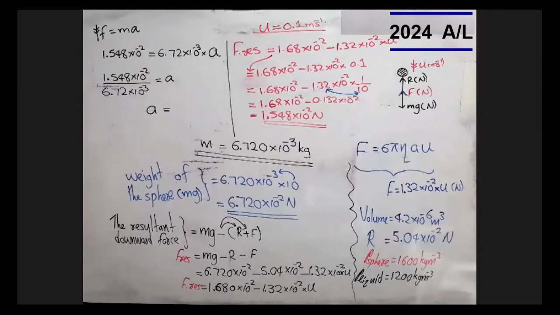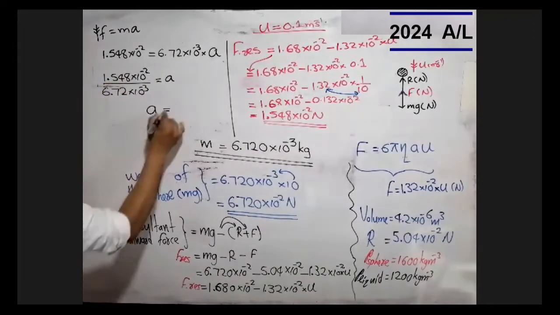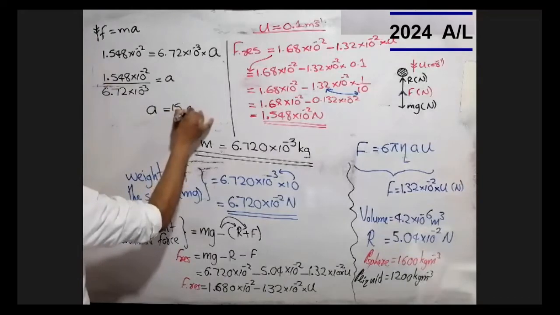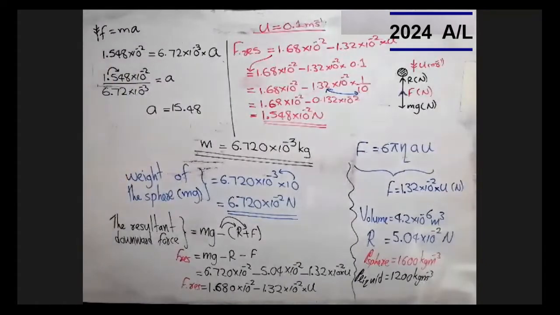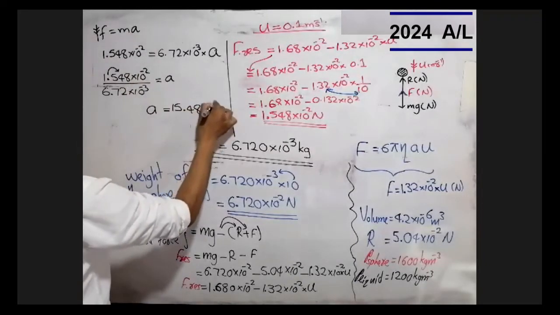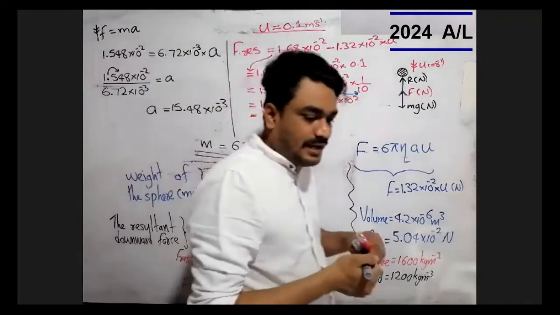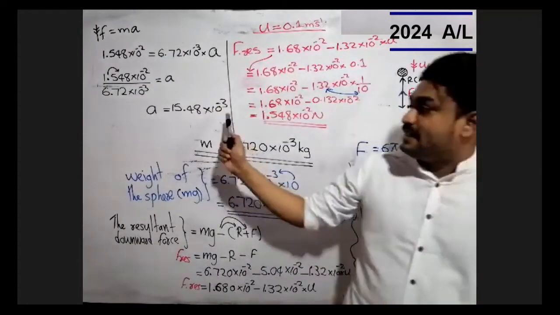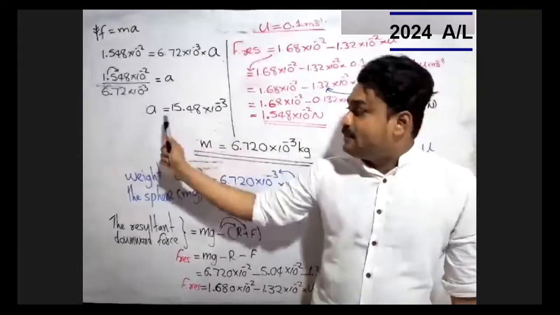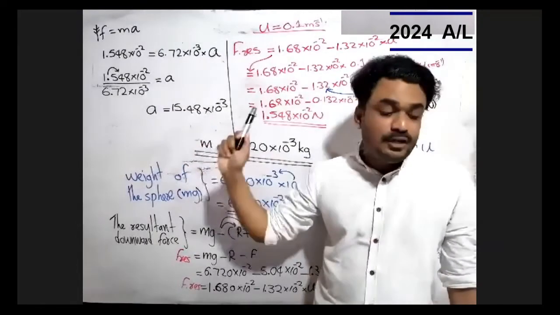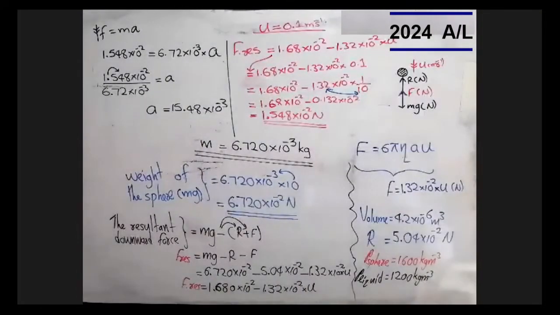That's a very simple method. Let me give another method to simplify this. Look at the board. 1.548 can be written as 15.48 by moving the decimal place to the right. Then 10 to the power minus 2 will be 10 to the power minus 3. So 1.548 into 10 to the power minus 2 can be written as 15.48 into 10 to the power minus 3. Would you like me to explain that mathematical simplification method? Anybody in the class?